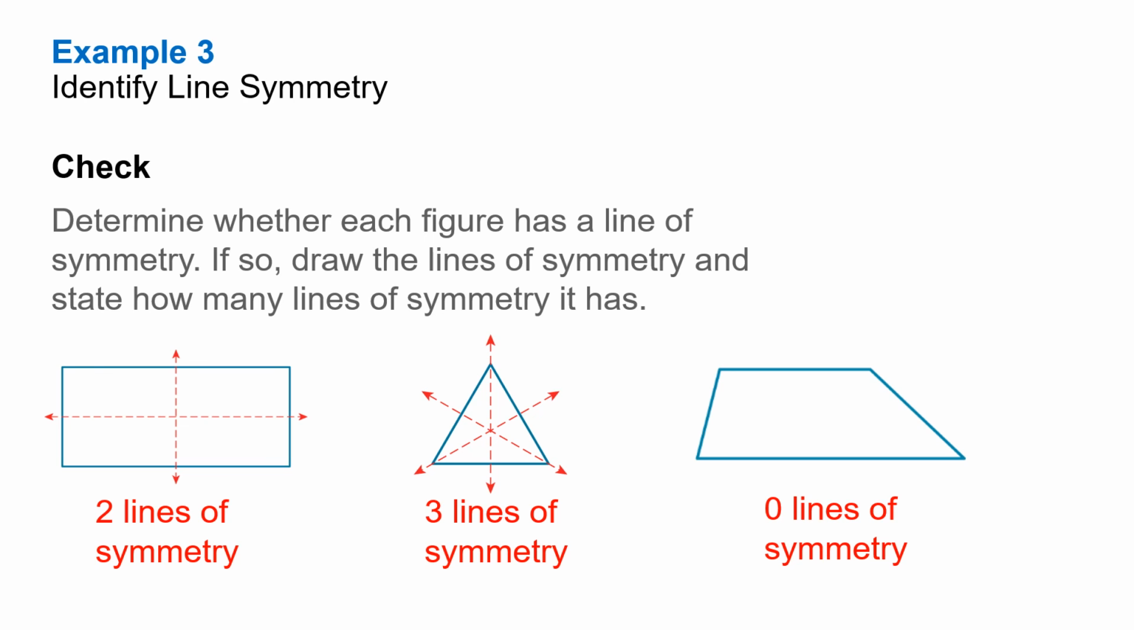So in this check, we see that the rectangle shape has 2 lines of symmetry. We can cut it vertically in half and horizontally in half. This equilateral triangle has 3 lines of symmetry, 1 from each vertex to the midpoint of the side opposite. And here, this trapezoid has 0 lines of symmetry because this side on the left and this side on the right do not have the same length.